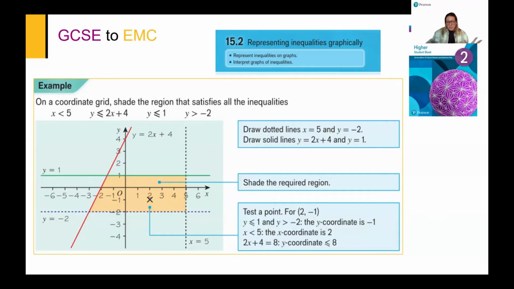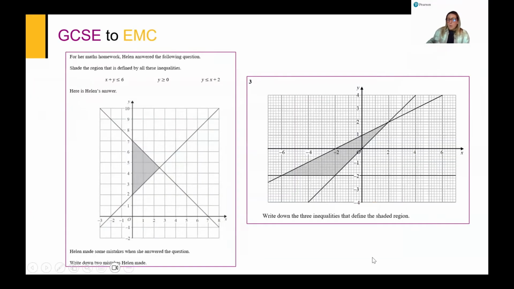So that's what we're used to. We've also asked students to identify points that satisfy all of those inequalities, and you can see a test point at the bottom, (2, -1). So that's what we're used to at GCSE, and students should be comfortable doing that. Here are some questions that they may have seen at GCSE.